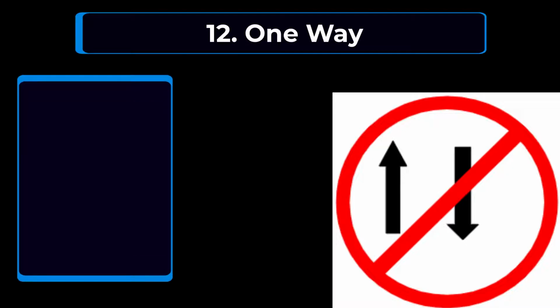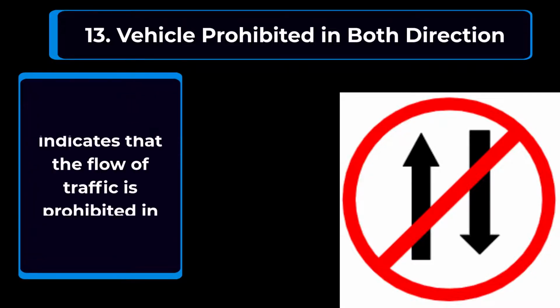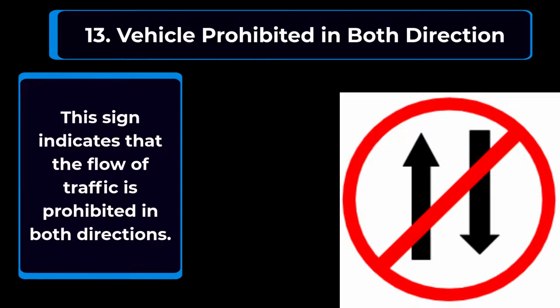12. One way. This indicates that the traffic flow is allowed in only one direction. 13. Vehicle prohibited in both directions. This sign indicates that the flow of traffic is prohibited in both directions.